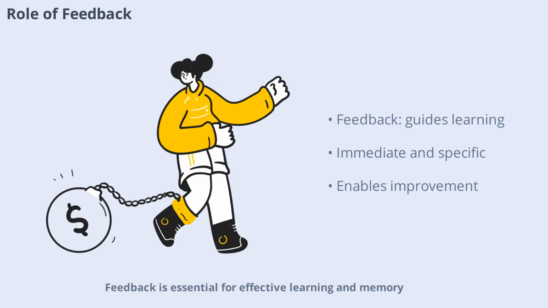Feedback is essential for effective learning and memory. It helps learners identify mistakes, reinforce correct responses, and adjust strategies. Immediate, specific feedback is most effective as it allows for quick correction and deeper understanding. Teachers can provide feedback through quizzes, discussions, and one-on-one interactions. By incorporating feedback, learners can monitor progress and make continuous improvement.